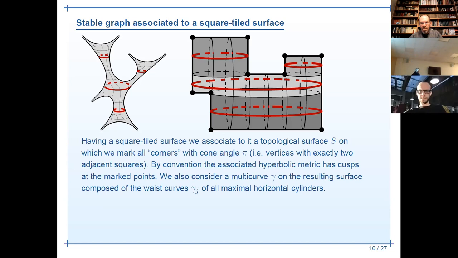So topologically, I have two disks. So I glued a sphere from two disks. And my sphere is tiled with squares.